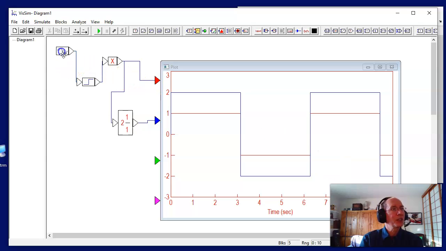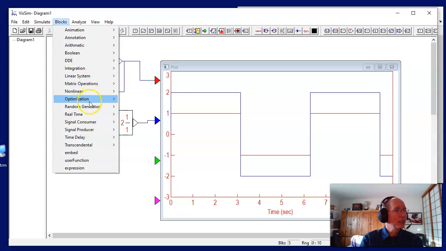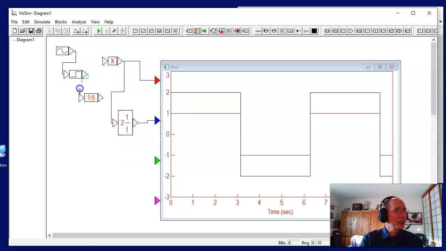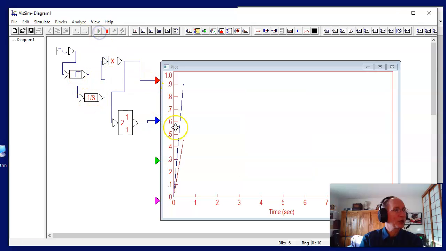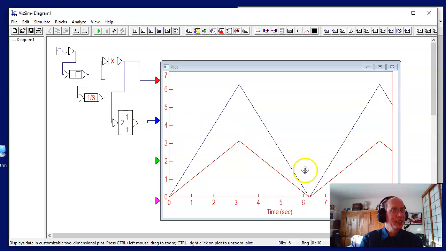If I do a triangle wave, again, I can create a triangle wave by integrating. Block, integration, integrator. So sine wave, make it a square wave, integrate the square wave. I get a triangle wave in, triangle wave out. That's a static system.